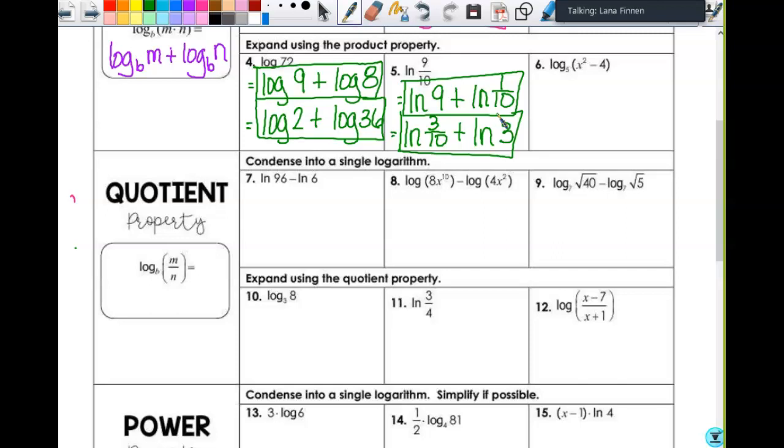All right, so number 6, since it's telling me to use the product property, I need to make this into some sort of product because right now it's a difference. But this little thing, what is this called?